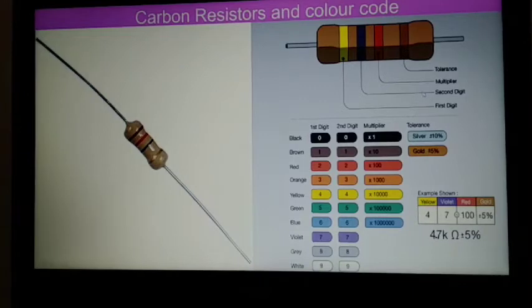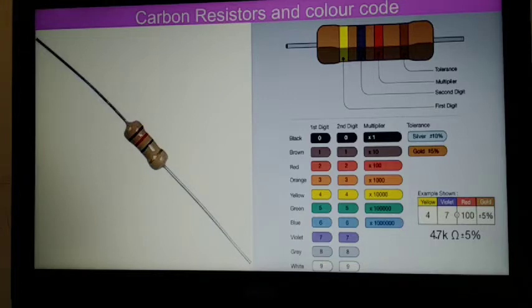And the fourth ring is tolerance, and it is gold. Gold is plus or minus 5 percent. So its value is 47 into 100 ohm. That is 4.7 kilo ohm. It is 4.7 kilo ohm plus or minus 5 percent. It is of the value 4.7 kilo ohm, that is 4700 ohms, with plus or minus 5 percent of variation we will expect in this value.